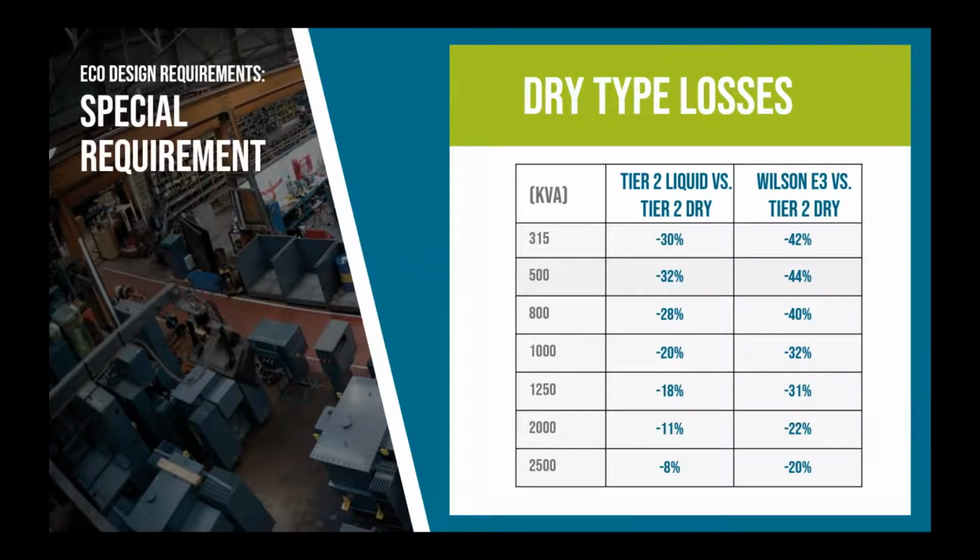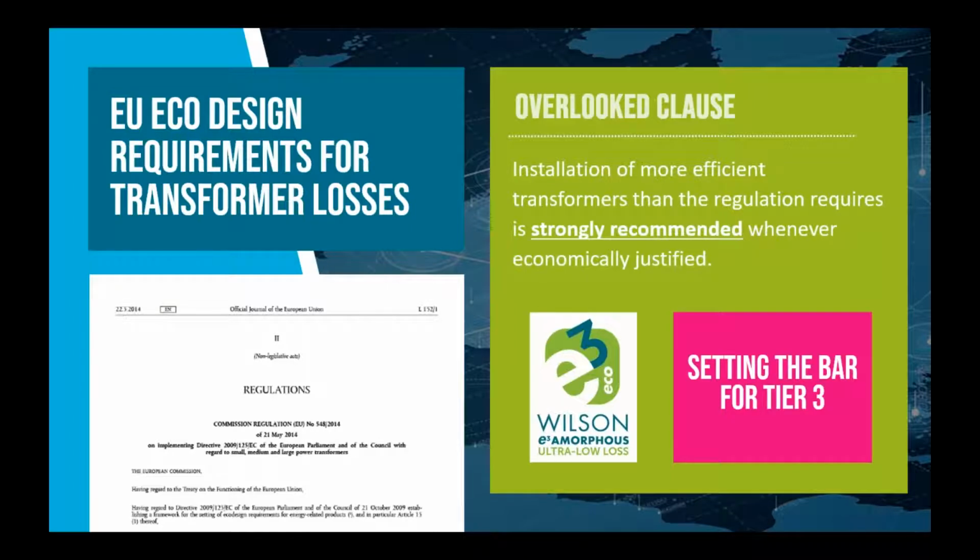Now, an important part of the regulation that people usually overlook: the regulation says that installation of more efficient transformers than the regulation requires is strongly recommended whenever economically justified. This is why we have Wilson E3, which sets the bar for Tier 3. As we said, Wilson E3 has 37% lower losses compared to the product available in the market now. We will obviously keep improving our amorphous offering and try to always be ahead of the regulation.